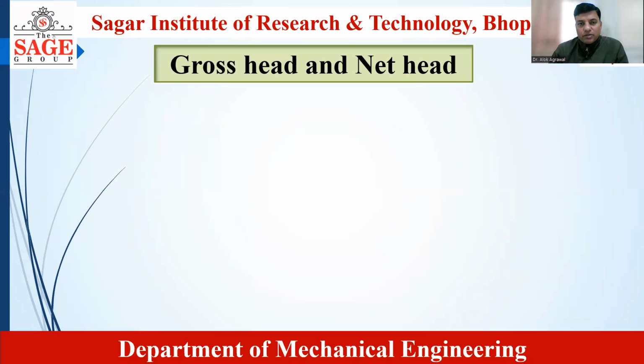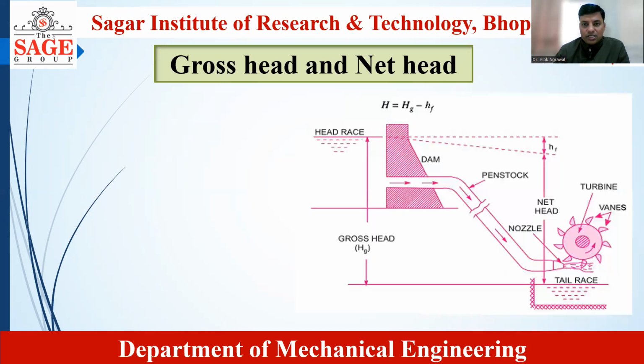So what we will see is that in water turbine, we have to deal with two types of head, that is gross head and net head. Let us understand what is gross head. But before going into the gross head, we have to know what is head race and what is tail race.